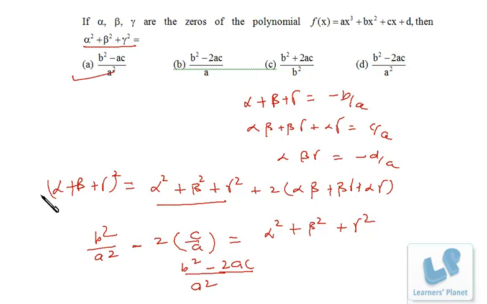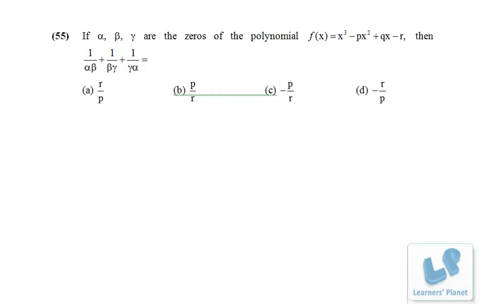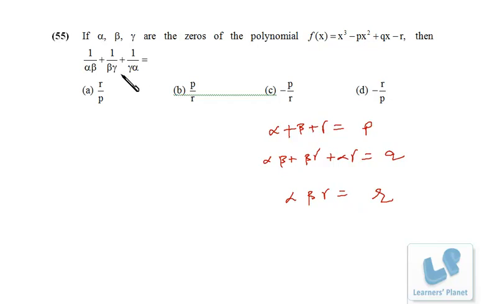Friends, the problems are very simple. You must know the relationships. That's enough, right? These are the three important relationships in case we talk about a cubic polynomial, right? Now in this question, alpha, beta, gamma are zeros. So alpha plus beta plus gamma will be P, I don't have to write it again and again. Alpha beta plus beta gamma plus alpha gamma will be Q, and alpha beta gamma will be R, right? Now we have to find the value of this.